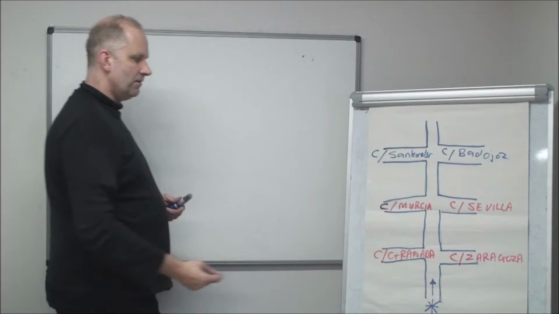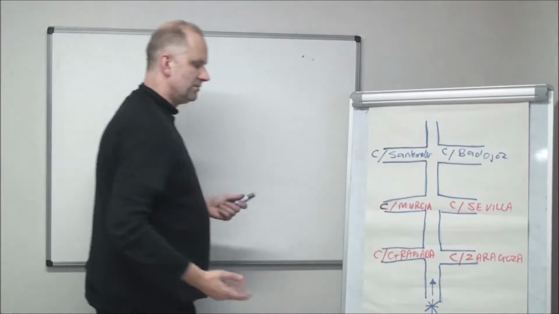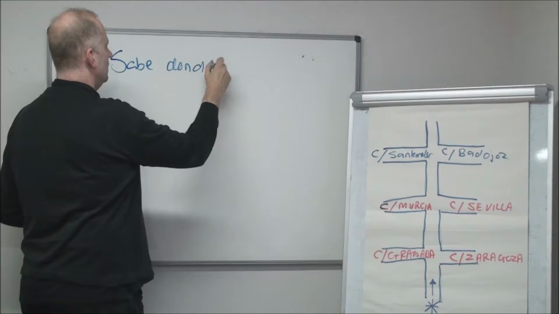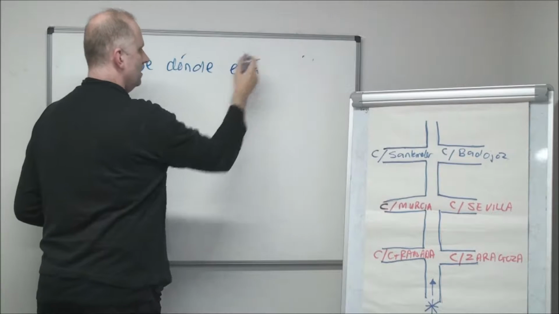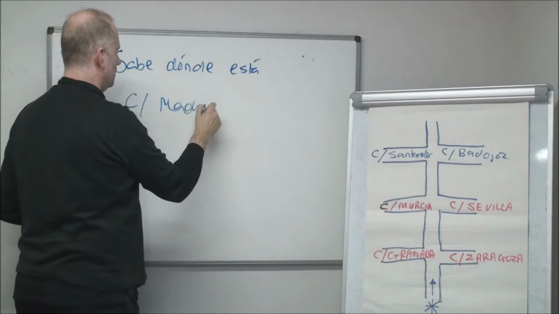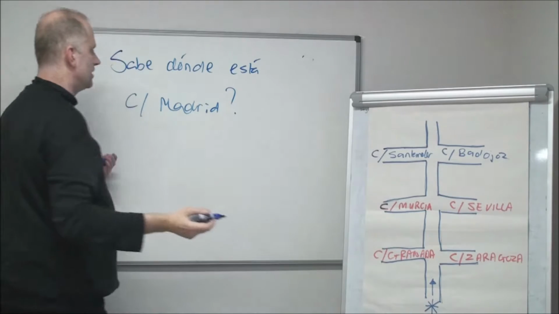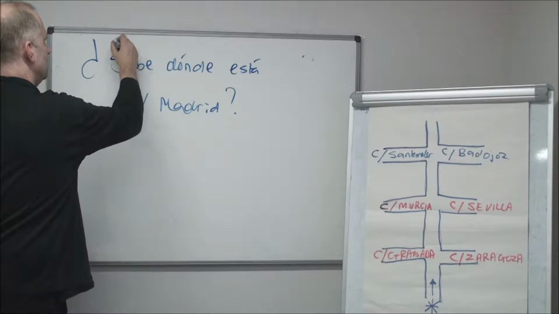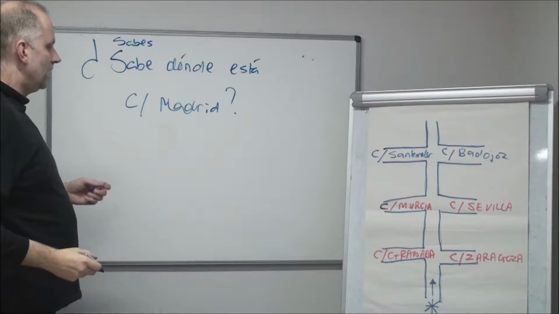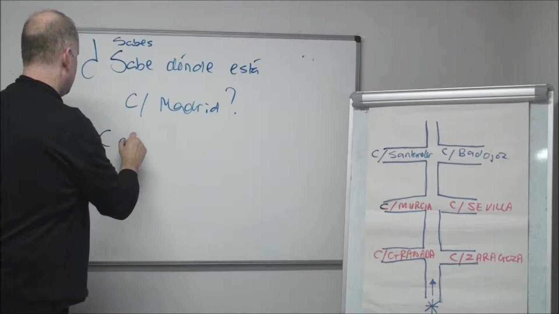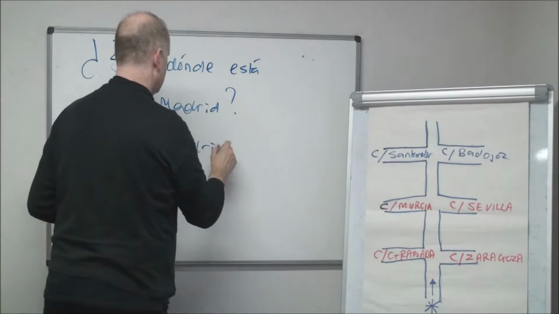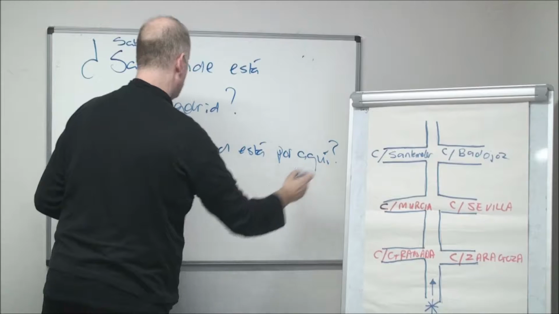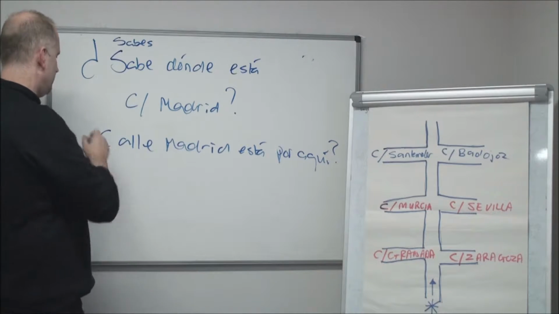Okay, so if estás aquí, you're here, and you ask somebody, you might say, ¿Sabe dónde está Calle Madrid? Do you know where Madrid Street is? Or you can say sabes if you're being informal. Or you could say Calle Madrid está por aquí. Calle Madrid is around here.